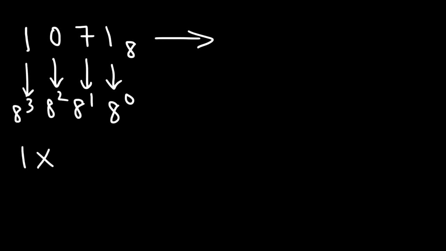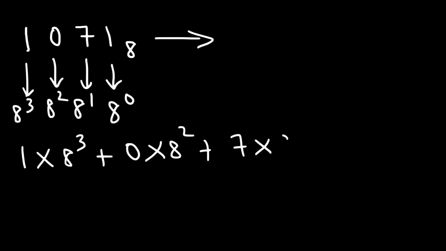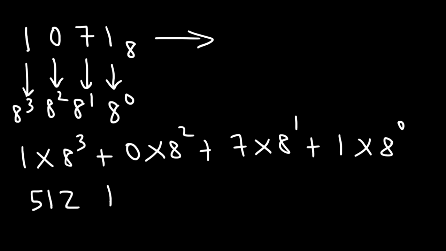So this is going to be 1 times 8 to the third plus 0 times 8 squared plus 7 times 8 to the first power plus 1 times 8 to the 0 power. So what is 8 cubed? So 8 times 8 times 8. That's going to be 512.